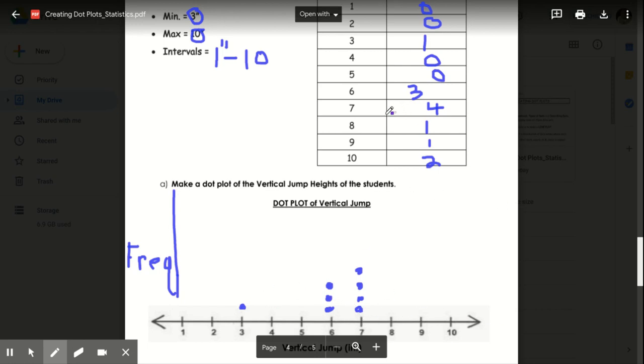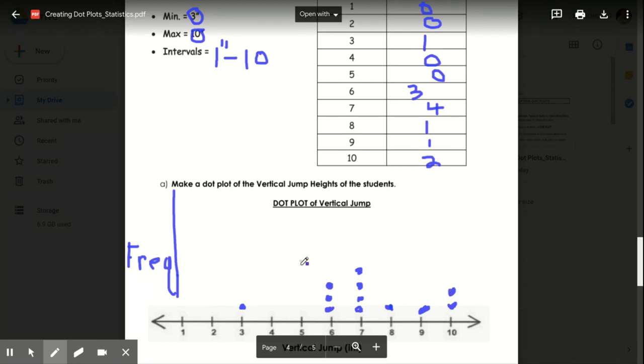Here we go. Okay, so 7. How many times did you see a student jump 7 inches? 4 times. How many times did you see a student jump 8 inches? 1 time. How many times did you see a student jump 9 inches? 1 time again. So there's a dot there, a dot there. How many times did you see a student jump 10 inches? 2 dots. 2 times. I had 2 students that jumped 10 inches.